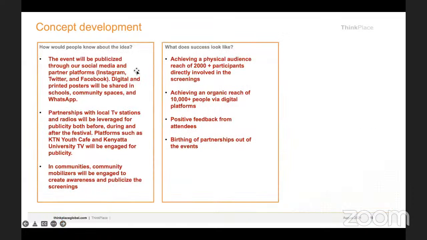Okay, yes. So the other section is, how would people know about the idea? So you clarify that. In my example, I say publicizing through social media platforms, considering partnerships with maybe local media, TV and radio stations, having community mobilizers to create awareness, for example. And then it's also important to define what success looks like. In this case, achieving a physical audience of 2,000 plus people, an organic reach of 10,000 plus people via social media platforms, getting positive feedback from participants, as well as following up on creation of new partnerships, for example.